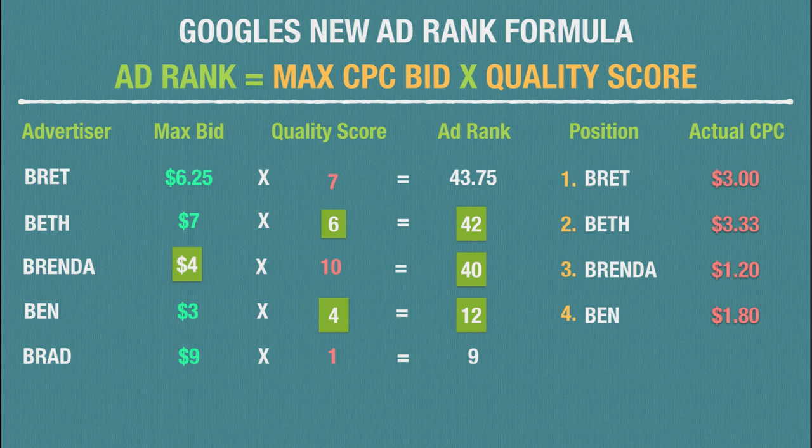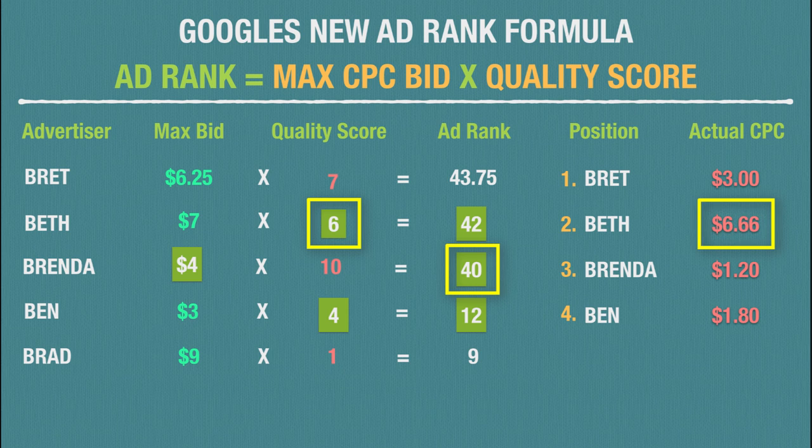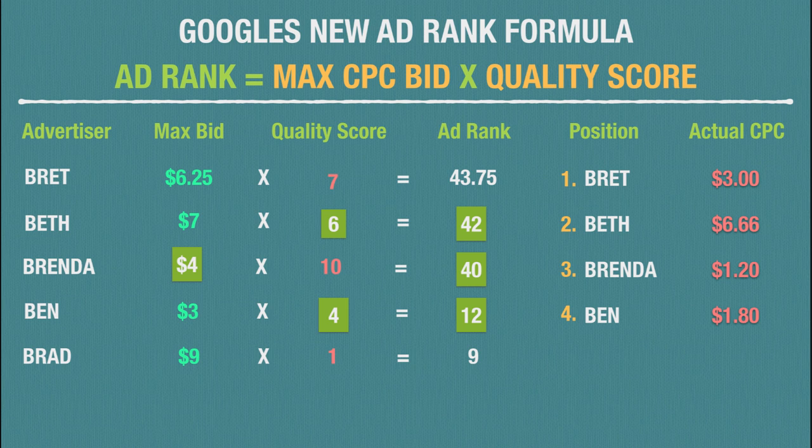Yes. Beth could no longer just pay $3.33 to beat Brenda. Now, if we divide Brenda's new ad rank, which is 40, by Beth's quality score, which is 6, Beth's actual CPC jumps way back up to $6.66. Pretty amazing. If Beth raises her max CPC bid to $5 instead of 4, she'd have an ad rank of 50 and automatically take the top spot, and the actual CPCs of all the other advertisers would have to be calculated again from the top.